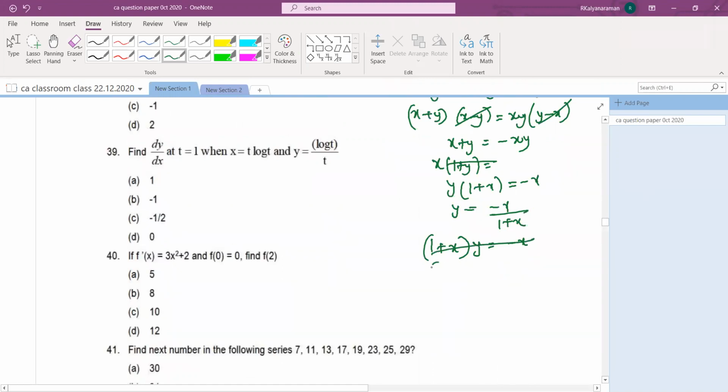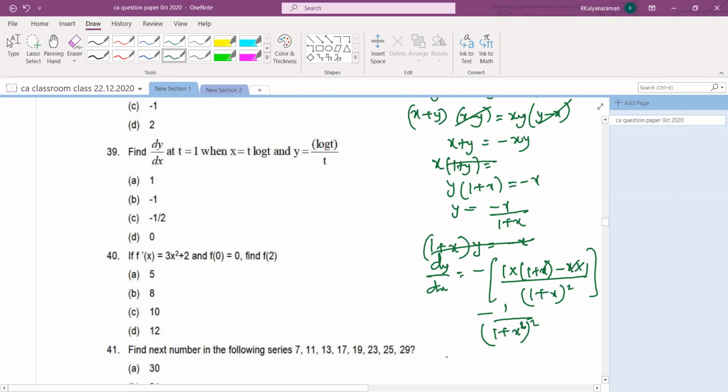Or directly you can differentiate using the quotient rule. dy by dx is equal to minus 1 into 1 plus x minus x into 1, by 1 plus x the whole square. So from this 1 plus x, this x will cancel. You will get minus 1 by 1 plus x the whole square. So if you cross multiply, you'll get 1 plus x the whole square into dy by dx is equal to minus 1. Any doubts, please ask.